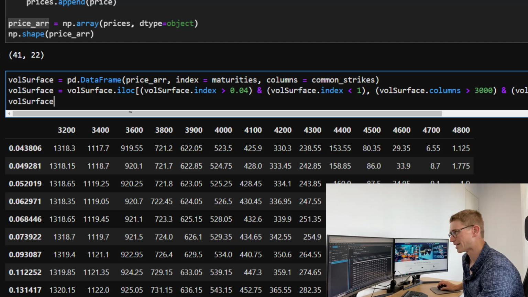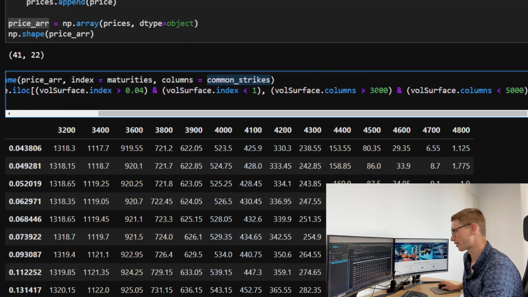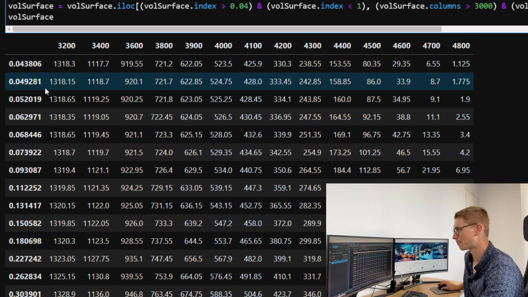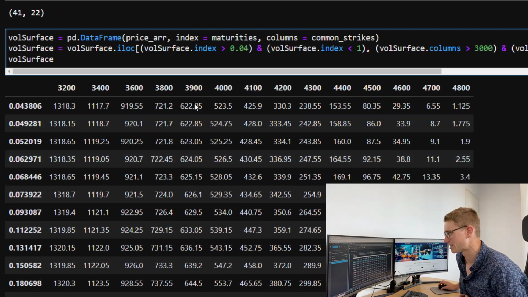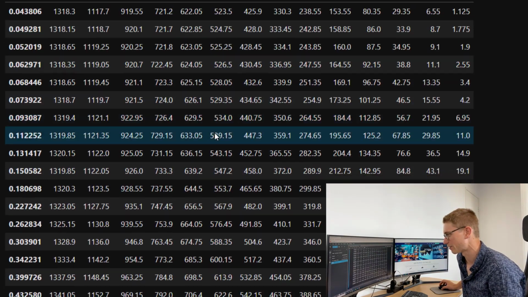So I've just shown you how you can subsection a data frame here. We've taken this surface as the data frame with our price array, indexes the maturities, and columns are the strikes. And then I've just said, I only want the index if it's greater than 0.04 years, but less than 1, and also if the strike's greater than 3,000 or less than 5,000. And then I've just printed out my data frame here so you can see what those market prices in terms of index points look like for the options.